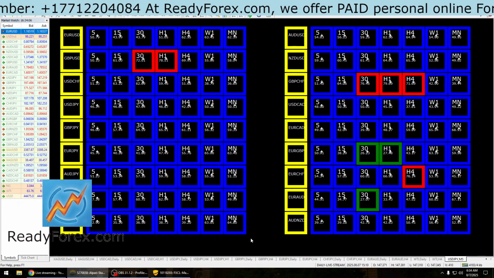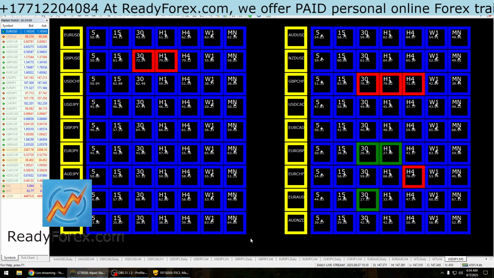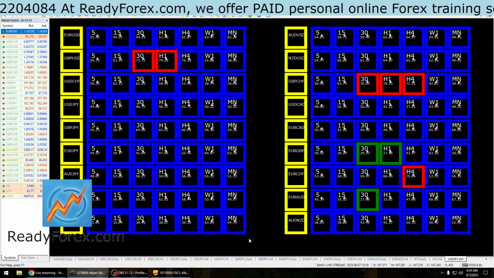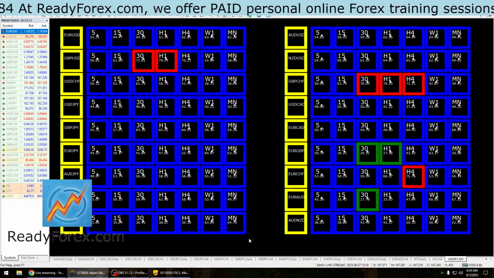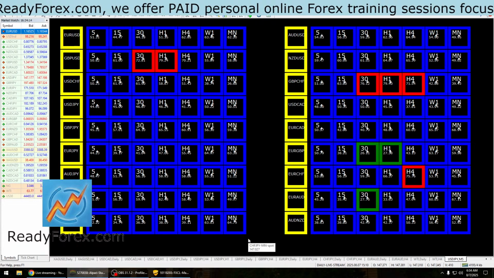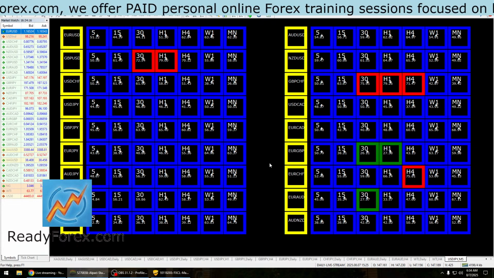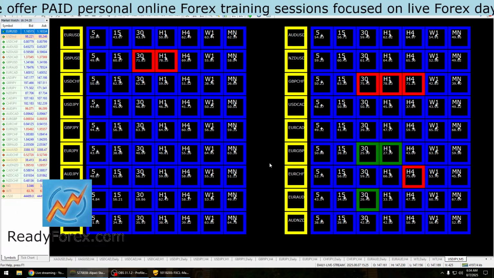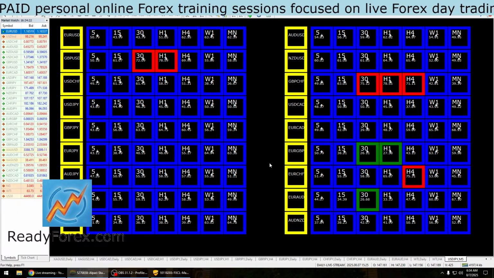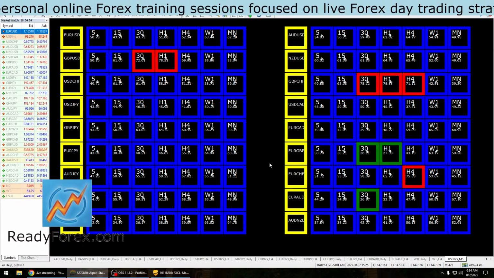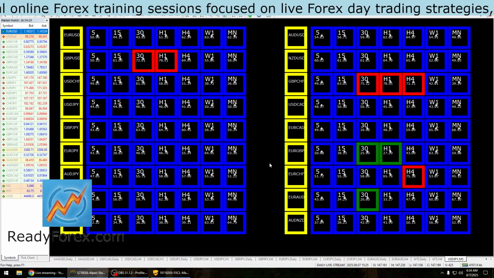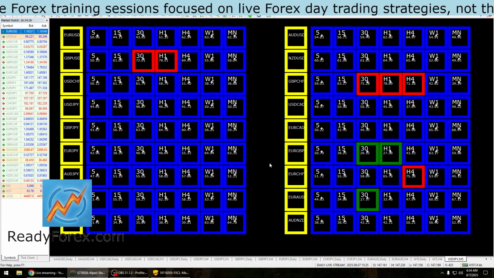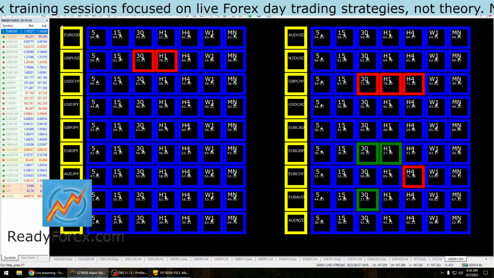Okay, so pound dollar and pound CHF pairs, they are turning red. Euro GBP is turning green, and so is the Euro AUD. Okay, so I got an idea.